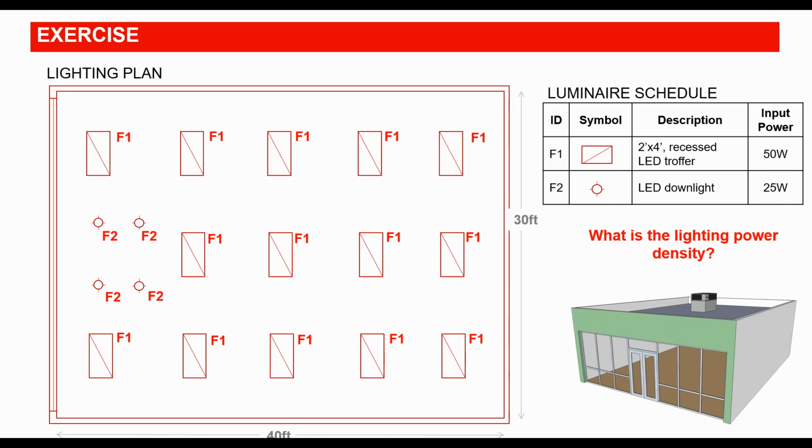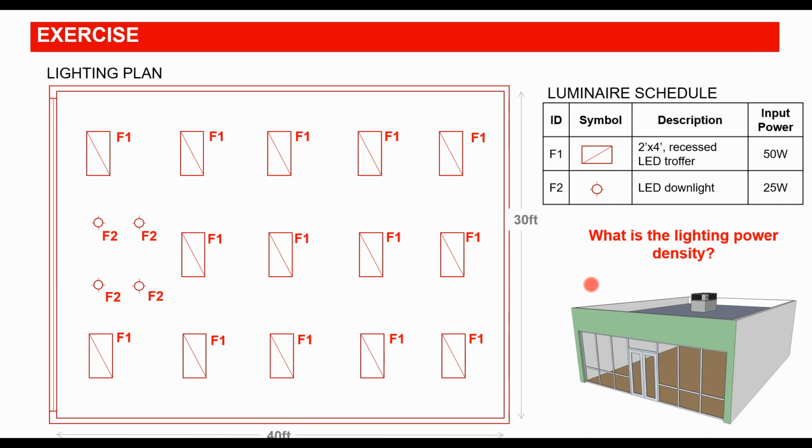What is the lighting power density for this space? So you have everything you need in here. There's 4 F2s. You've got them up here. You've got your luminaire schedule, and you've got the F1s. And you have your total dimensions. I'll give everybody 1 minute. Quick back of the napkin. All right. We're getting some answers. All right. I think a lot of people hit on it here.